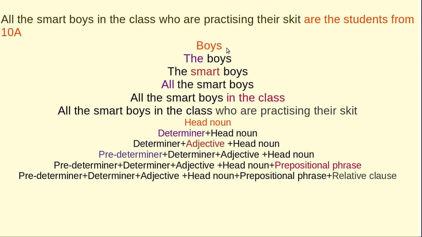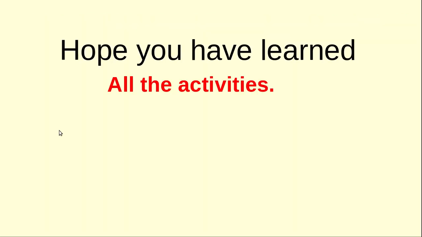Now dears, a noun phrase can grow up to this. See, a predeterminer can be there, a determiner can be there, adjectives can be there, the head noun can be there, a prepositional phrase can be there, a relative clause can be there. As an example: all the smart boys in the class who are practicing their skit. Up to this it can grow, and again there can be more than one adjective too. Clear, dears? Okay. Now I hope you have learned all the activities.